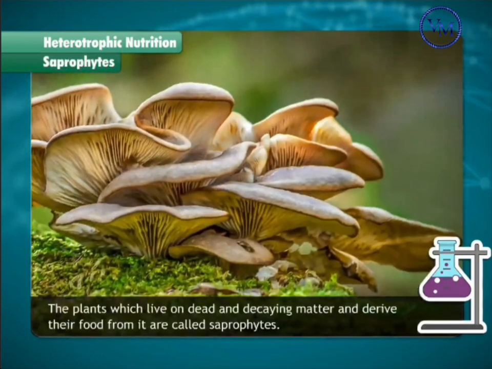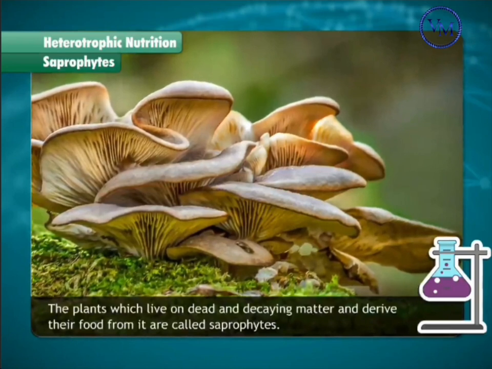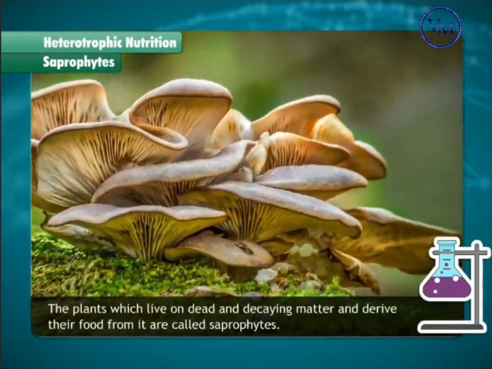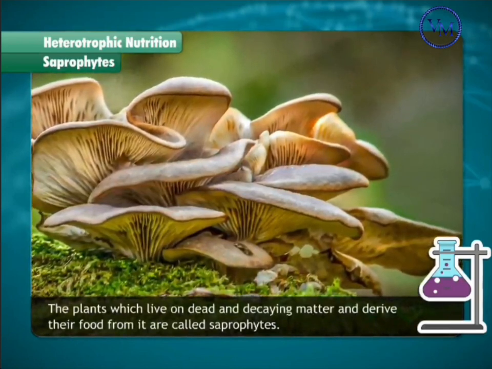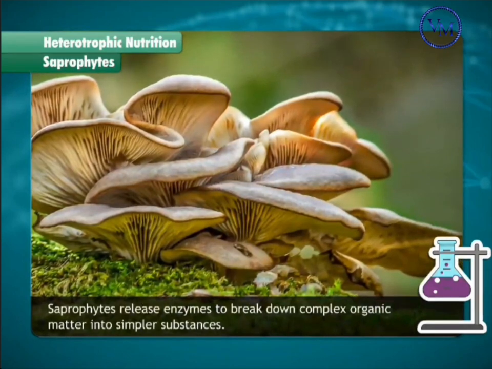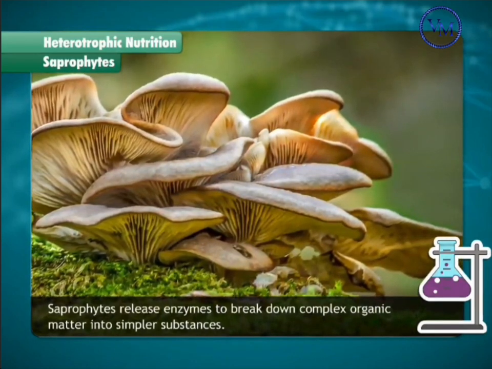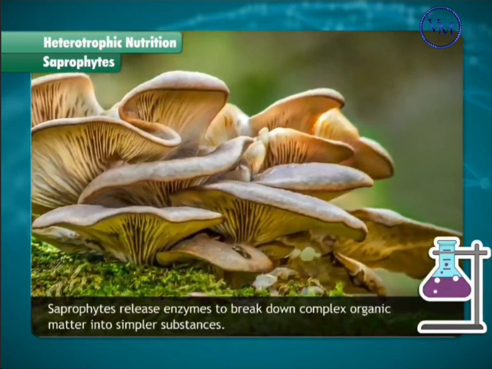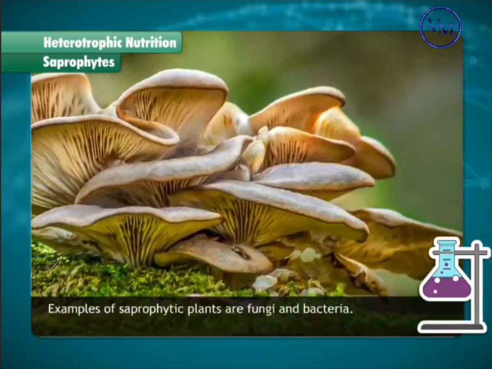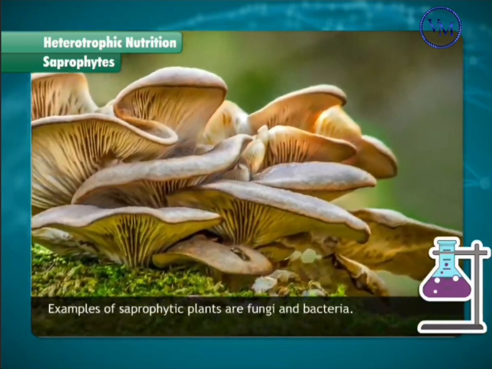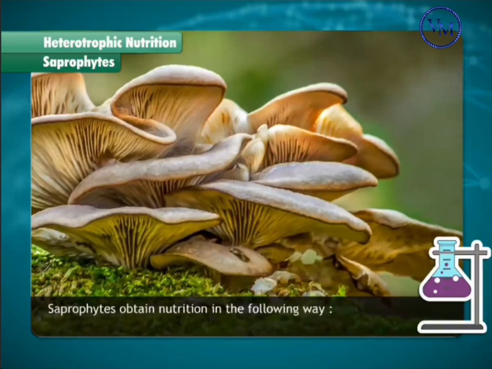Saprophytes. The plants which live on dead and decaying matter and derive their food from it are called saprophytes. Saprophytes release enzymes to break down complex organic matter into simpler substances. Examples of saprophytic plants are fungi and bacteria.